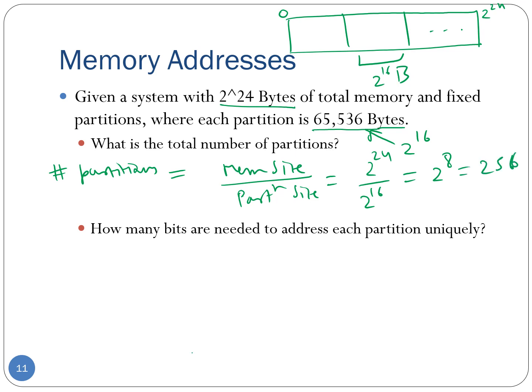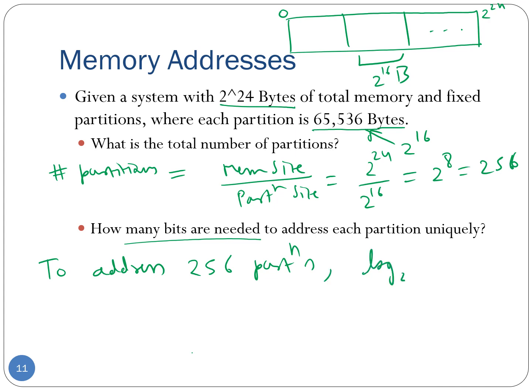Now the second question is asking us how many bits are needed to address each partition uniquely. Recall that to address m different memory words or memory bytes, you need the ceiling of log to base 2 of m bits. So here you want to address 256 partitions, so you need the ceiling of log to base 2 of 256 bits. Log to base 2 of 256 is simply 8 bits.